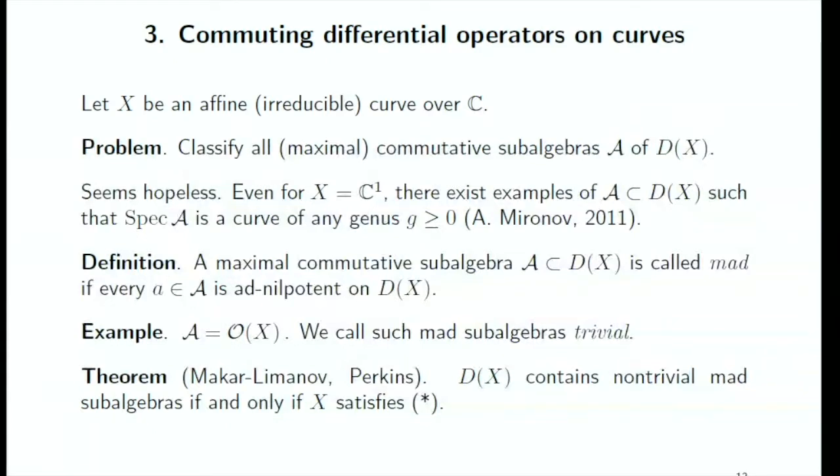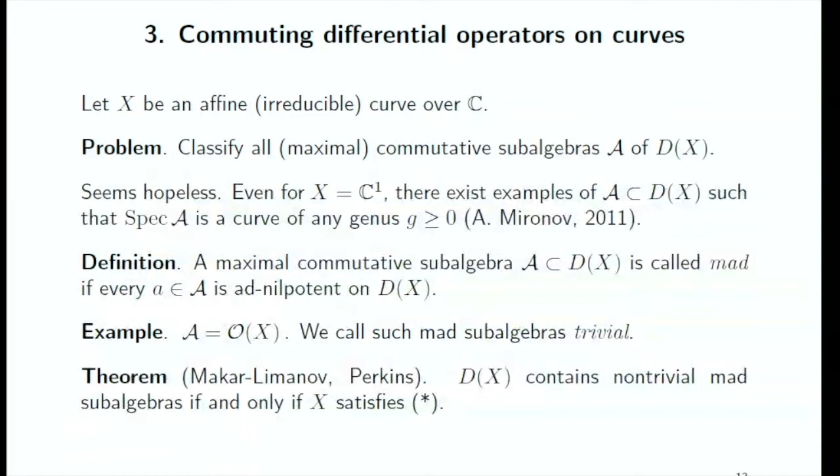So the result, which was now proven by Makarli, Marlow, and Perkins, and which is related to the theorem I mentioned earlier, is the following. DX contains non-trivial MAD subalgebras, non-trivial meaning different from this one, if and only if X satisfies star. Now, if you think a little bit, this theorem immediately implies the theorem I mentioned earlier, because what I said earlier is that if you have two curves, X and Y, and at least one of them doesn't satisfy this condition star, then the differential isomorphism implies isomorphism.